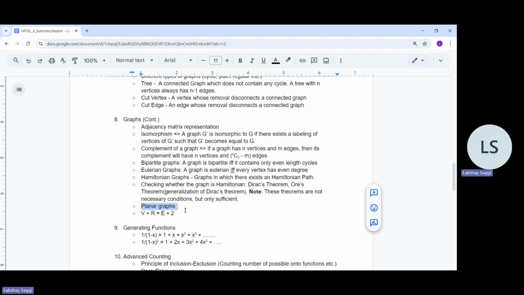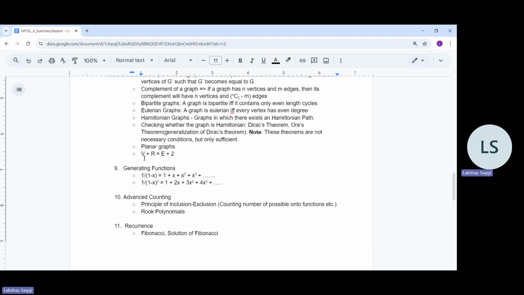So planar graphs are graphs which can be embedded in a plane. For these kinds of graphs, we discussed something equivalent to Euler's identity, which exists in geometry, which says that V plus R is E plus 2. It just says that the number of vertices in the graph plus the number of regions in the graph is equal to the number of edges plus 2. This is what we call the Eulerian formula or Eulerian identity, that V plus R is equal to E plus 2. And this is true not for general graphs, but for planar graphs.